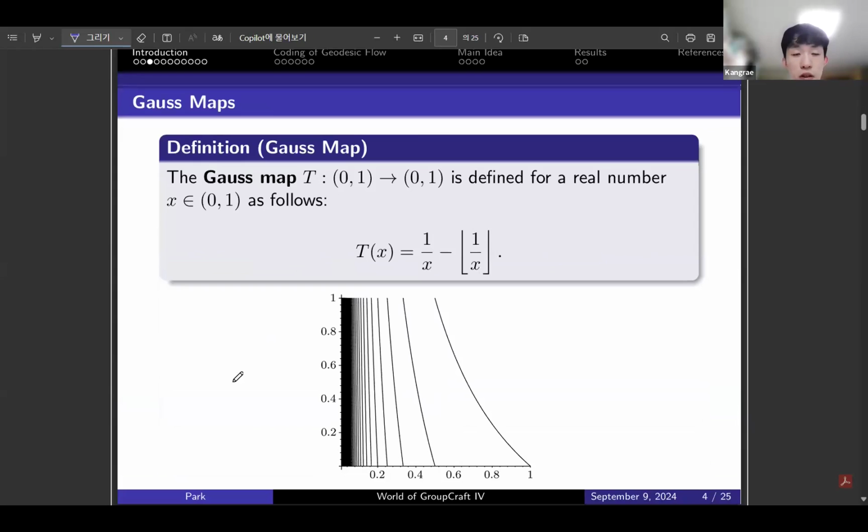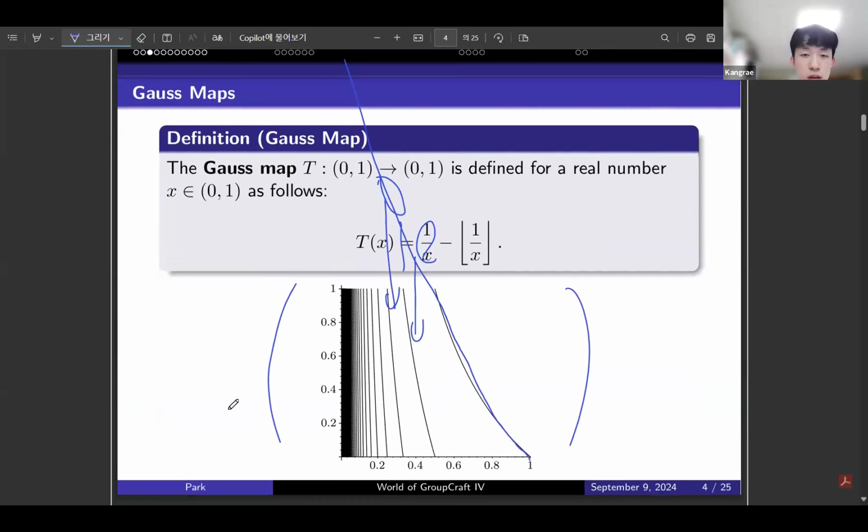So the Gauss map is a map defined on the open interval from 0 to 1 as the decimal part of 1 over X. So if you draw a graph of 1 over X, then it will be like this. And you take the decimal part, so this part goes down, this part goes down, and then the graph would be like this picture.